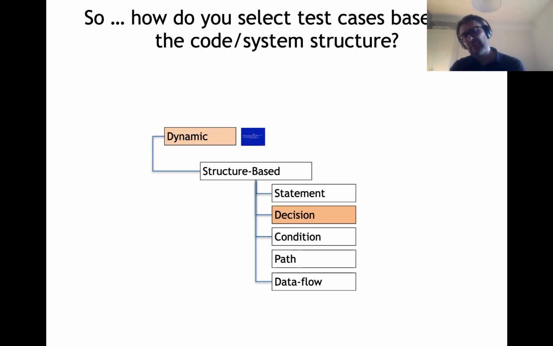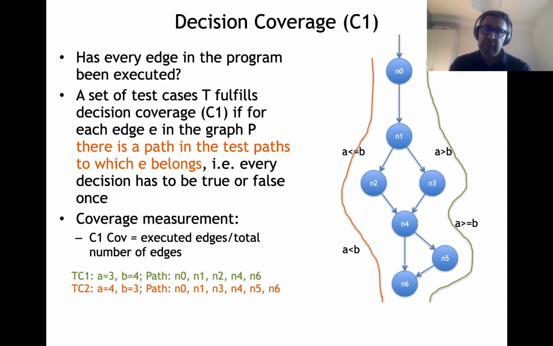So decision coverage is another, stronger form of coverage. Here you look at the graph, and we have the same graph as you saw in the previous statement coverage example.